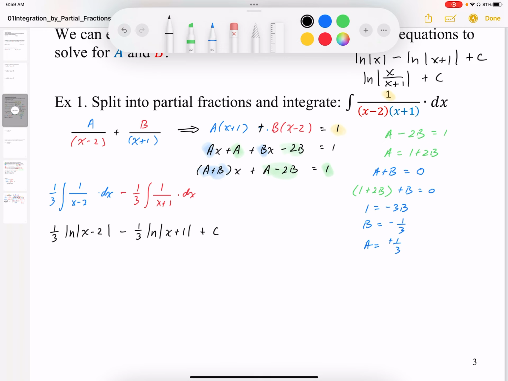And then I'm going to just combine these into one log. The positive log goes in the numerator. The 1/3 is a cube root, so I end up with the cube root of x minus 2. And then in the denominator, we have the cube root of x plus 1, close that off, plus c.